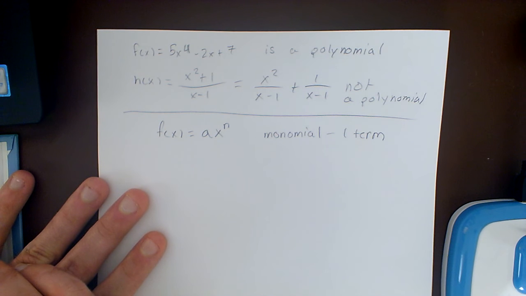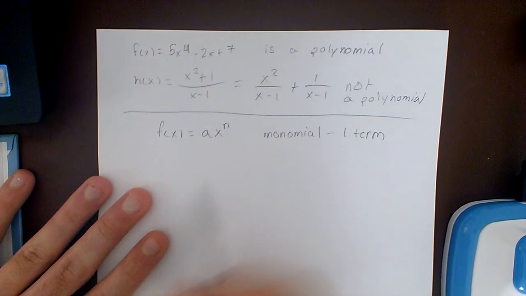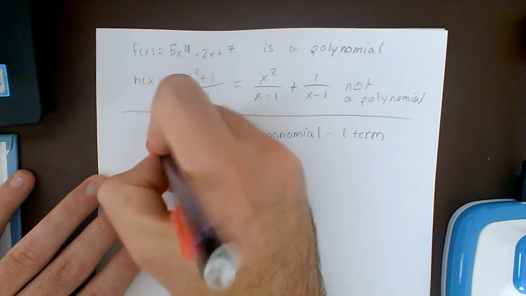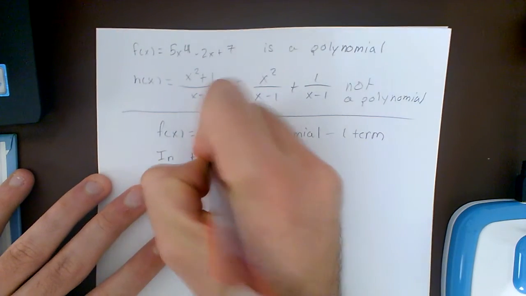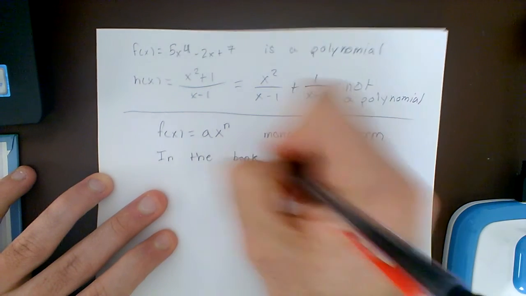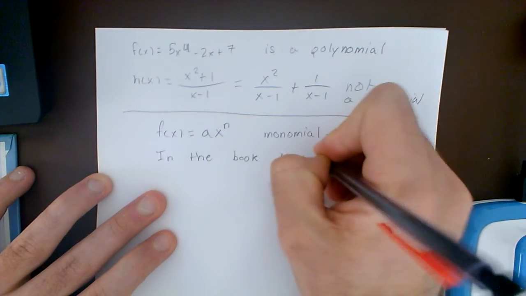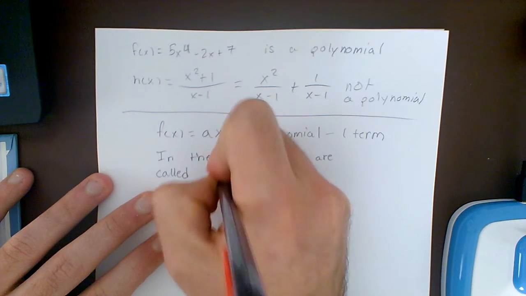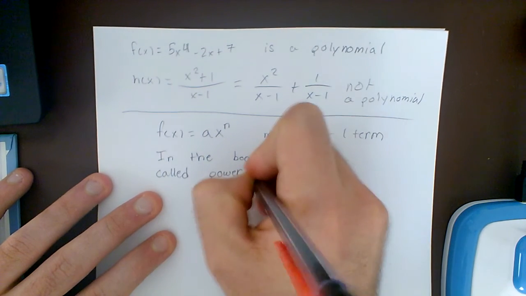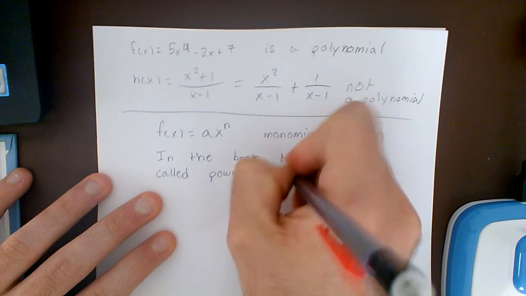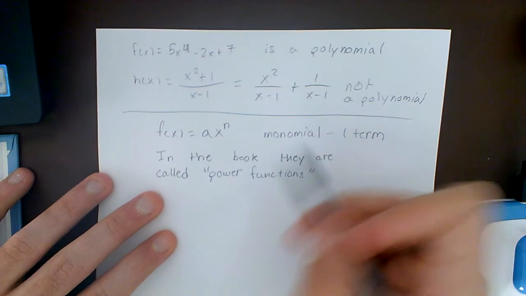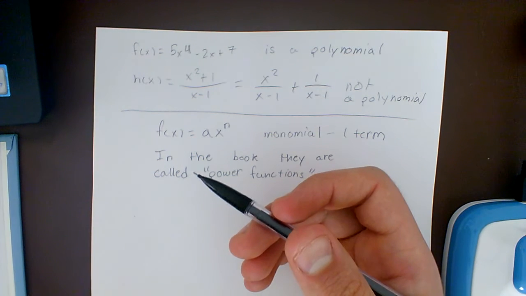X squared is a monomial. 6x to the fifth is a monomial. You can make up infinitely many examples of a monomial. Okay, but in this book, and I'm guessing on the homework, they're called power functions. Okay, so I can use both monomial or power function.